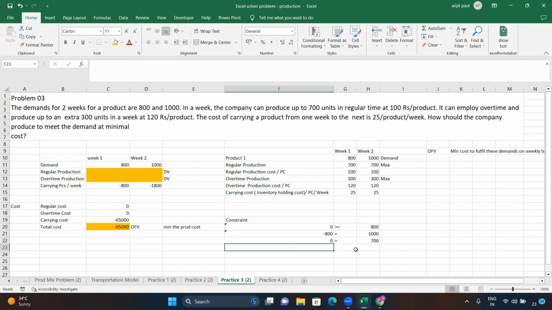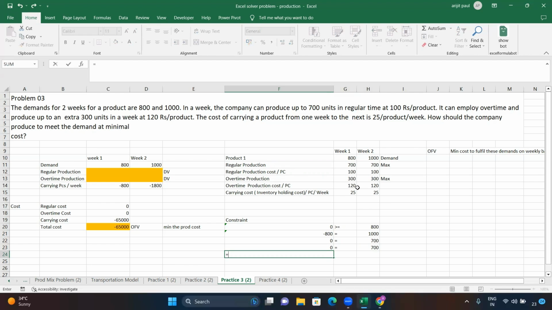Okay, so similarly for week 2 we can also mention that regular production of week 2 should be equal to 700. Okay, now let's come to the overtime production. The maximum overtime production per week is 300 pieces.